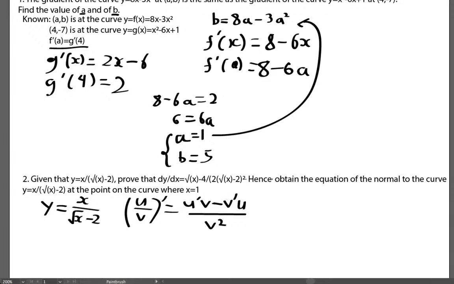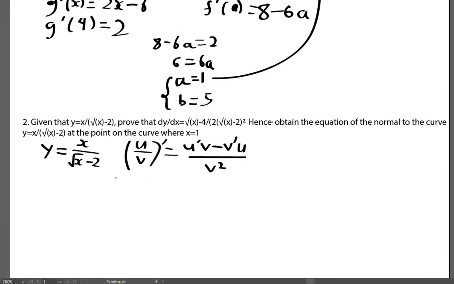So first things first, let's go ahead and separate these two things here. u here would be x, because this part is at the top, and the square root of x minus 2 is at the bottom, which means that v here must equal the square root of x minus 2. From here, we want to find u prime. u prime is a very simple thing. What is the derivative of x? It would be 1.